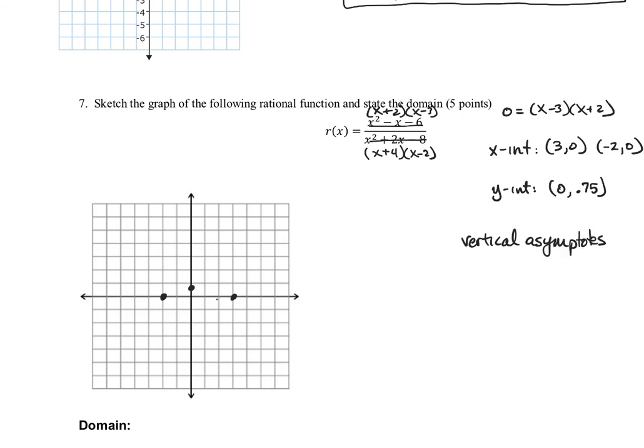Those, remember, come from the domain restrictions. So wherever the denominator would be 0, that's where you're going to place a vertical asymptote. So the denominator would equal 0 at x equals -4 and at x equals +2. So x equals -4 and x equals +2.